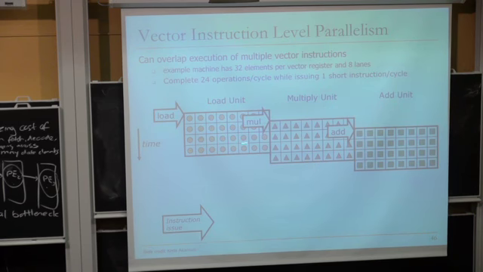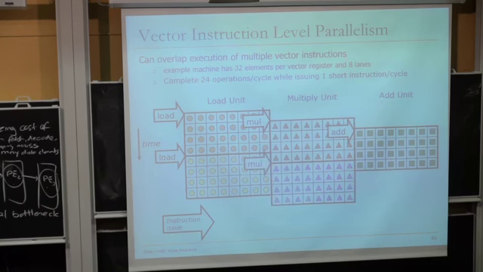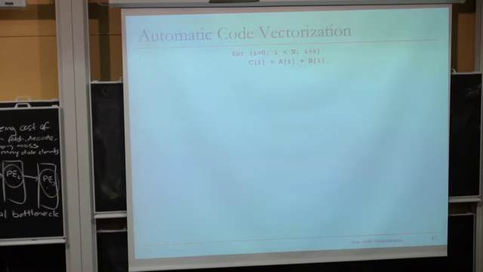So at any given point in time, you're doing 24 operations per cycle, and these are different operations at different units. You can start the next load once the first load ends. You can start the next multiply once the first multiply ends, and you can start the next add once the first add ends. So this is vector and array processor combined together, basically.